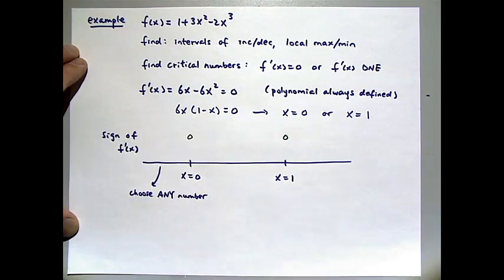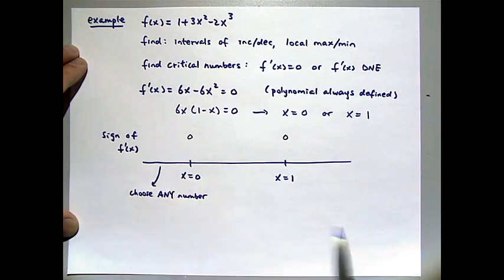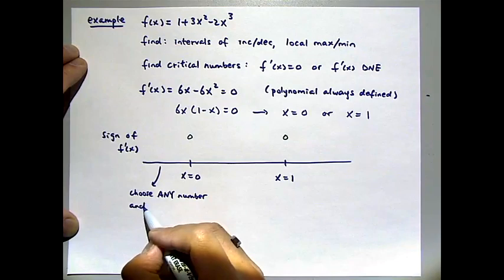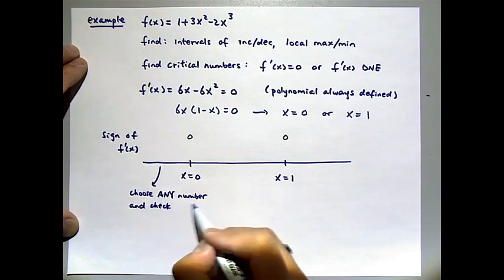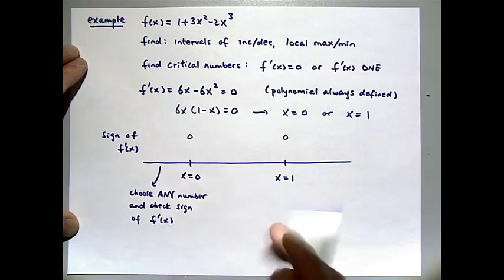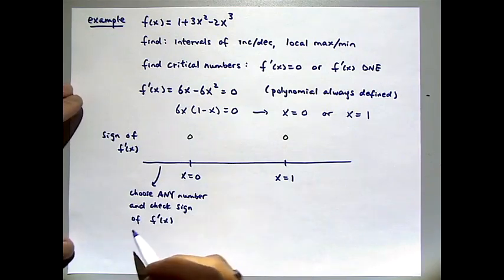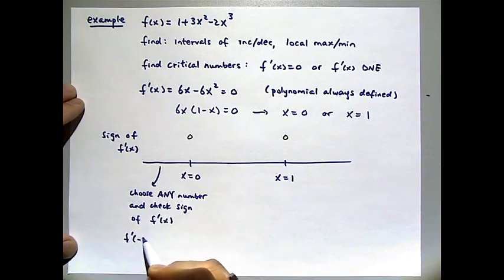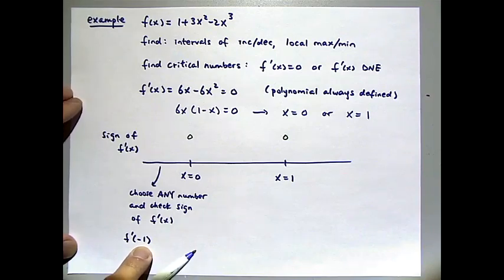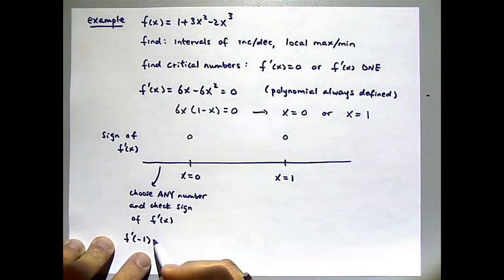What you want to do is to choose any number to the left of 0, meaning less than 0, and check the sign of f prime. You can choose any number that is convenient for you. Here, let's just make it simple. Let's check f prime of minus 1. Why not? But there's nothing wrong with minus 10 or minus e or minus pi if you feel like doing that. Whatever you do, we want to see the sign.